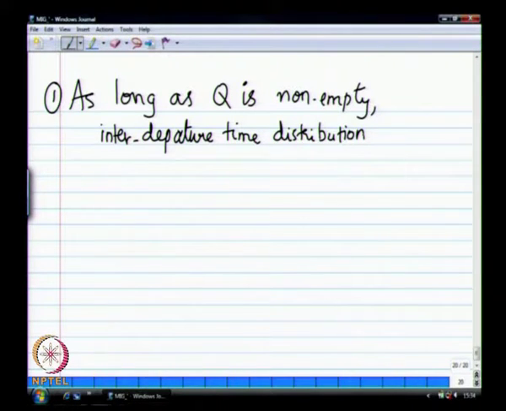In other words, the time between two customers departing. So the queue is always having somebody to serve, right? What will that be? Same as the inter-arrival. 1 by service time. It is simply exponential with rate mu. Now it is exponential with rate mu.